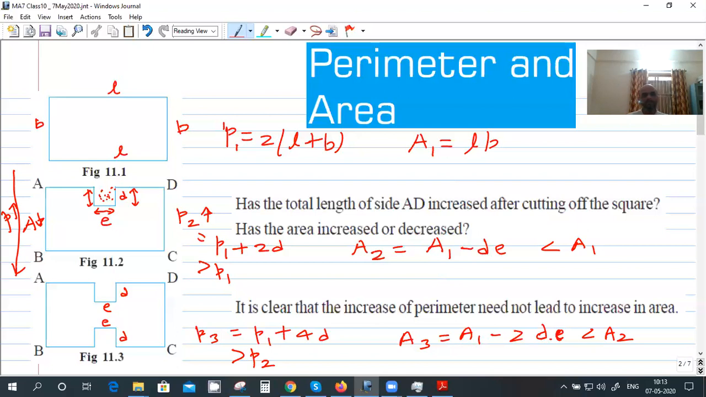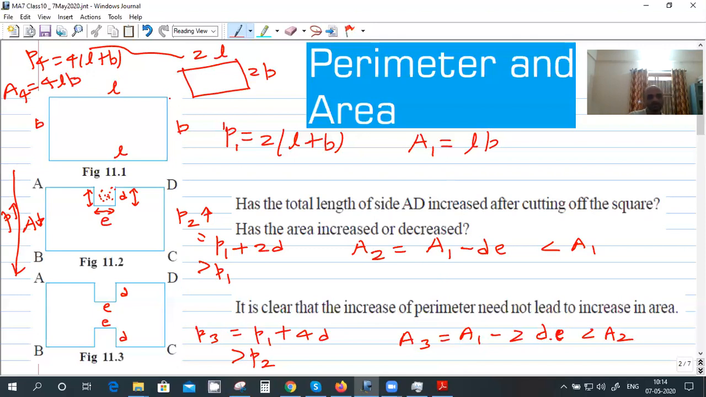Okay, so perimeter increasing does not imply that area is going to increase. But if you take another rectangle of sides 2L and 2B, what is the perimeter of this one? 2L to L is twice, that will make it 4L, and 2B to B twice, that will make it 4B. So this is 4 times (L plus B). And what about area? 2L into 2B, that is 4LB.